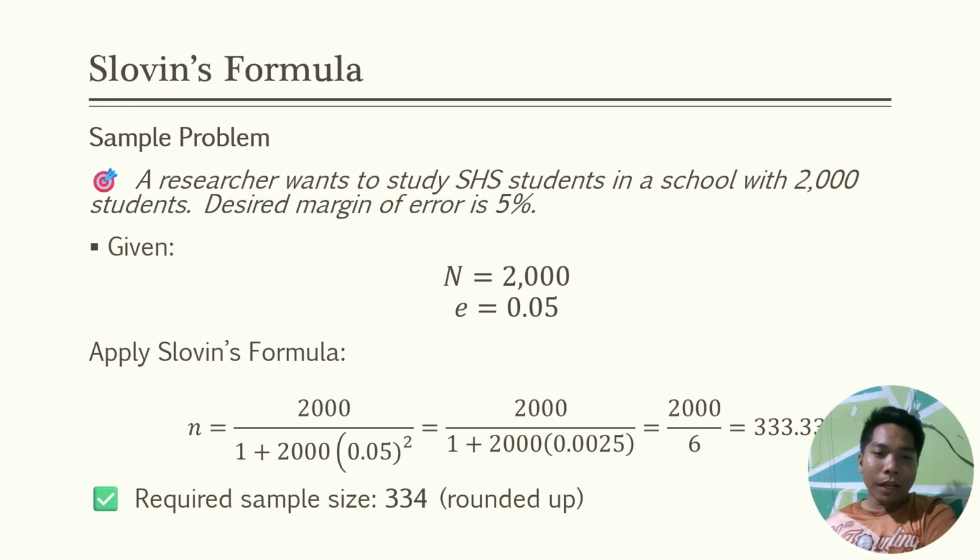333.333. But we all know that there is no student that is point 3. So we always round up in sampling. So the final answer is 334. That's your number of participants in a 2,000 population.